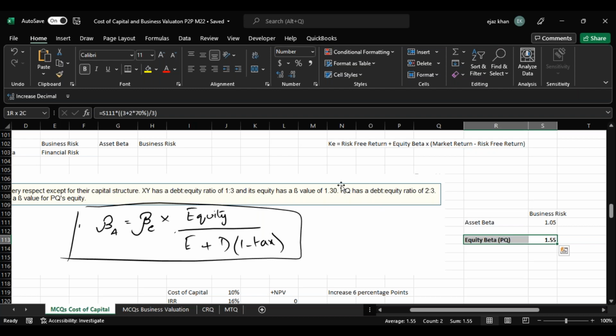And you can clearly see that XY company had a lower level of equity beta than PQ company, and the obvious reason is PQ has more debt in its capital structure. If you just look at the ratio here, it's 1:3, that is $1 of debt against $3 of equity, whereas here the ratio is on the higher side, $2 of debt against $3 of equity. So it has a higher level of financial risk. That's why you can clearly see it has a higher value of equity beta. Is that clear?